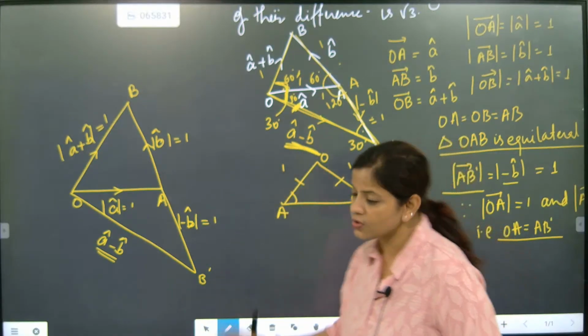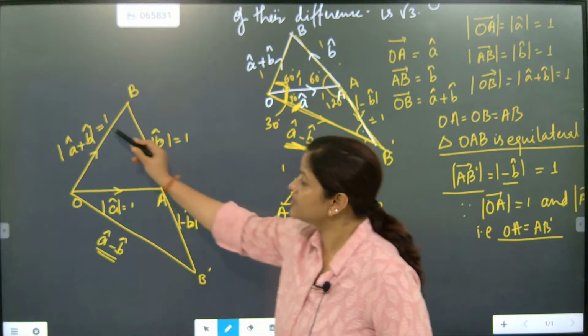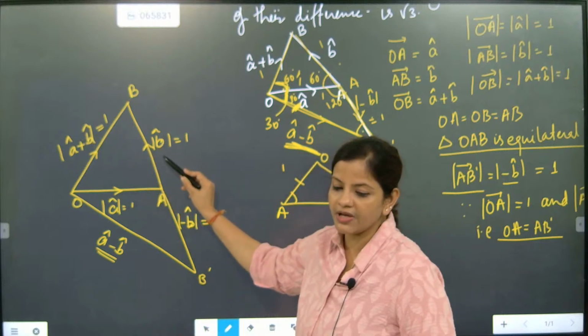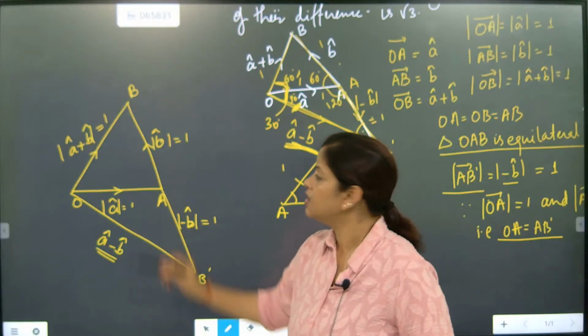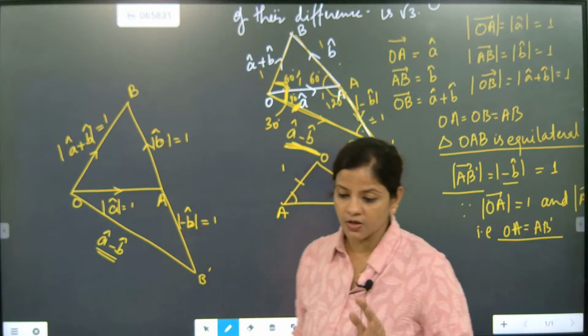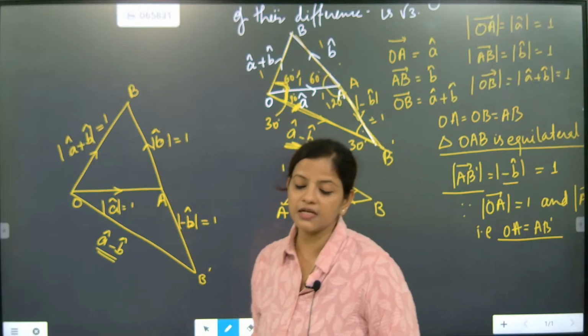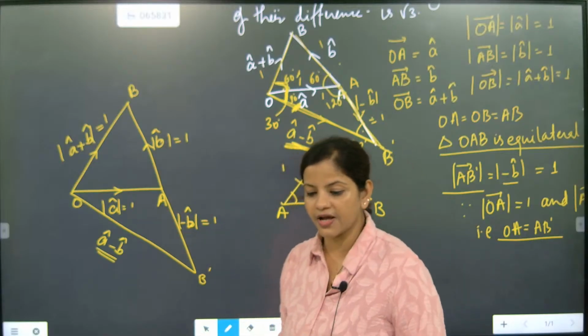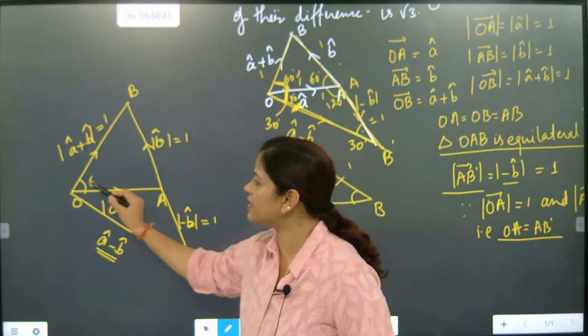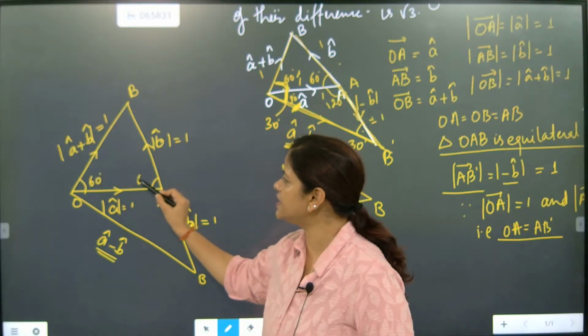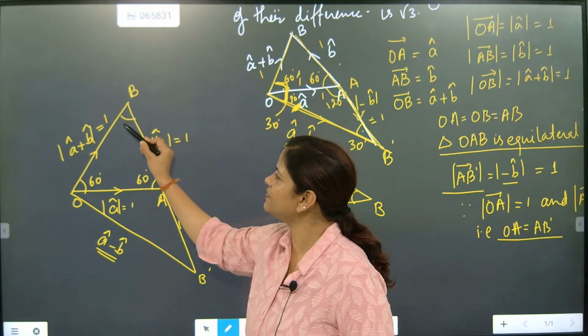So for that question, look here, this side is coming as 1, this side is coming as 1, and this side is also coming as 1. That means all three sides are equal. Since all three sides are equal, it is an equilateral triangle. So all angles of it become 60 degrees. This is 60 degrees, this is 60 degrees, and this is 60 degrees.